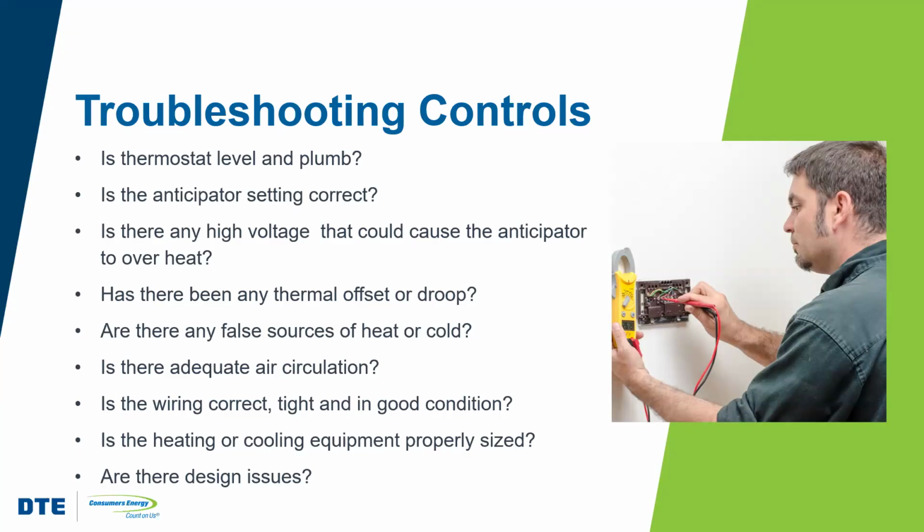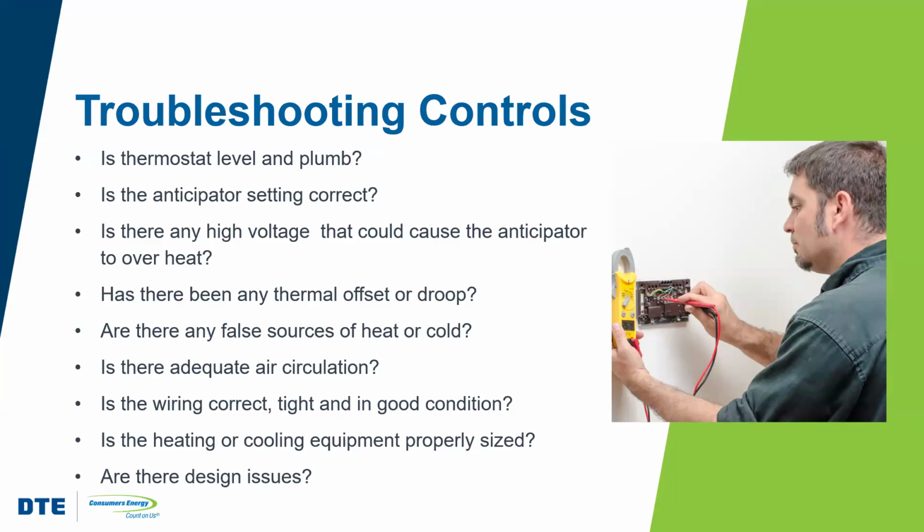We also want to have a conversation with the homeowner. You want to ask them some questions about how the system is working, and what their experience with it is, to give you an idea of what might be the source of the problem. Some of the things you want to look at is whether the thermostat is level and plumb. For older thermostats, this is really crucial. For newer thermostats, not so much, but still a good idea.